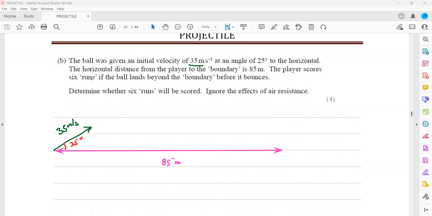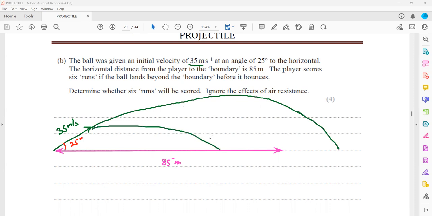The player scores 6 runs if the ball lands beyond the boundary. Like if this ball, when the player hits, crosses the boundary directly, like lands beyond the boundary, it will be 6. If it lands before the boundary, it will be 4.